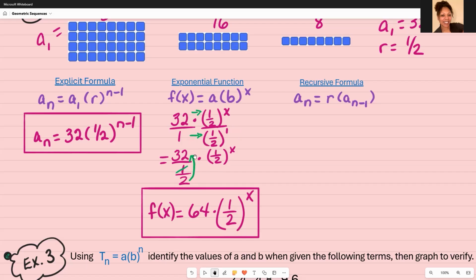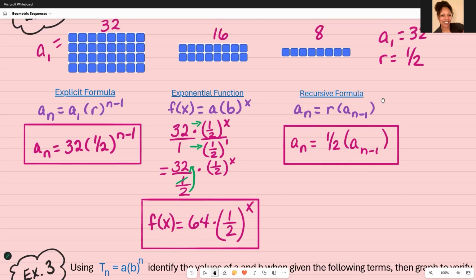32 and 2 are both in the numerator. I multiply them. That's where the 64 is coming from. When I multiply across, I have 1/2 to the x power. This is my exponential function. Now I'm going to take the information that I know and write the recursive formula.